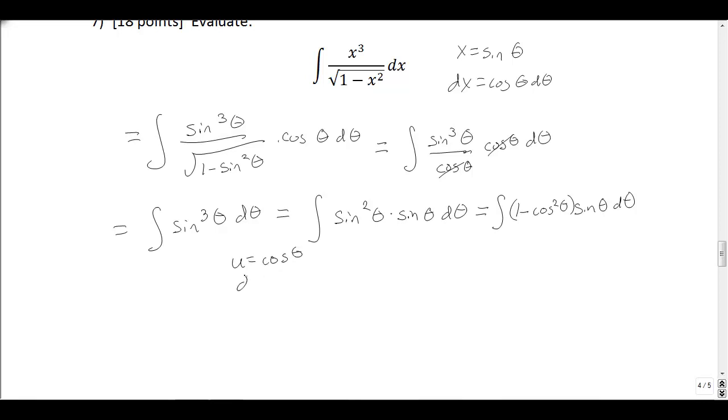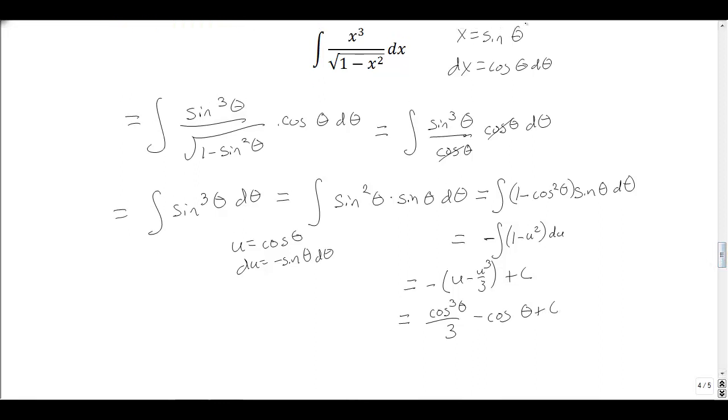So u is cos theta, du is negative sine theta d theta. And so when you do that substitution, we get a 1 minus u squared. Sine theta d theta is basically du, but there's a negative that goes along with it. And so what you get then is negative, so when you anti-differentiate, you get a u minus u cubed over 3 plus c. So that's u cubed over 3 minus u if you distribute the negative. And so when you get done, u is cos theta. So this is cos cubed theta over 3 minus cos theta plus c.